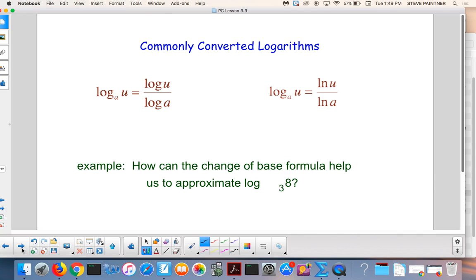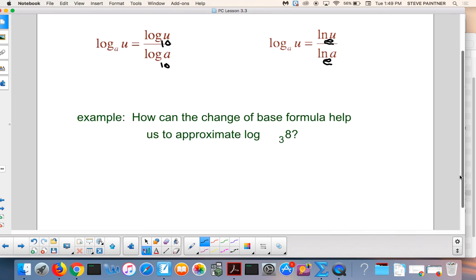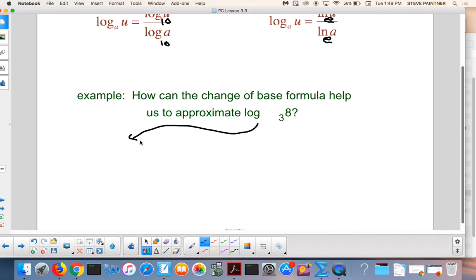Okay. Here are 2 ways to do it. When you do the change of base formula, most people do base what? Base 10, or base E. I don't care which way you do it, they both work. So would you do this one right here both ways. Do it base 10, and then do it base E, and prove to yourself it works both ways.